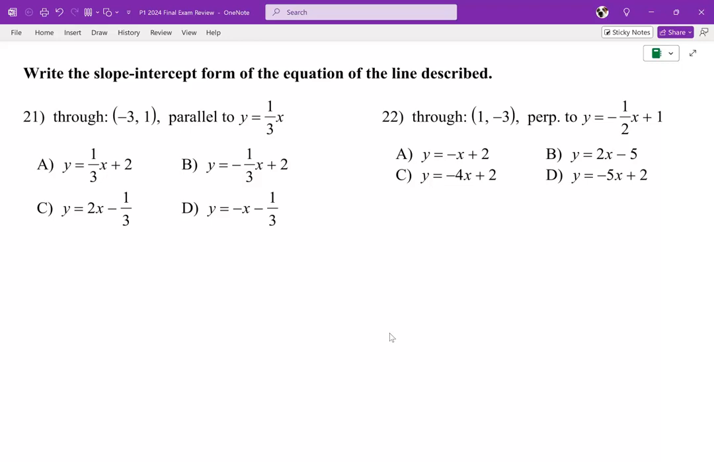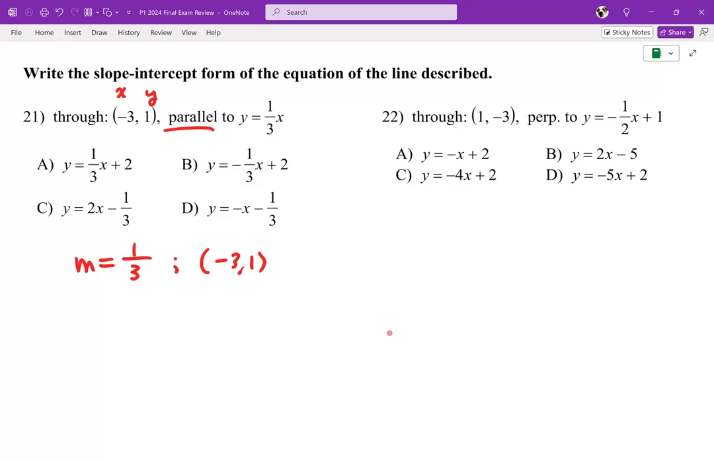So for number 21, I'm going to write an equation of a line, y equals mx plus b. They say it has to be parallel to the given line, so my slope m is going to be 1/3, because it has to be the same slope as the line they gave me. That makes it parallel. I have that slope and this point, so I'm going to do what I did before: use the slope and the point to find my b value, and then we're done.